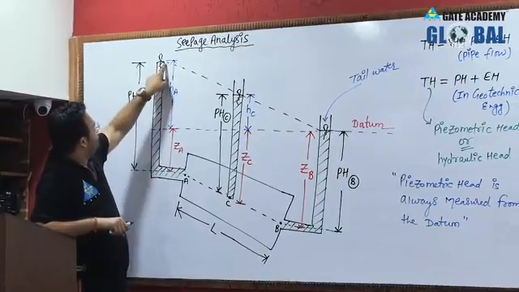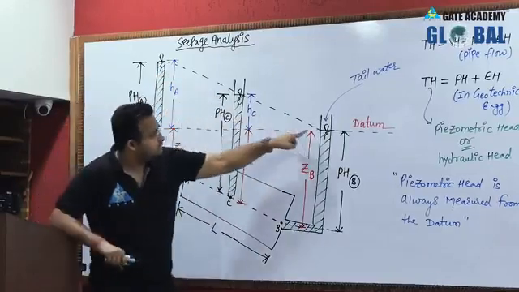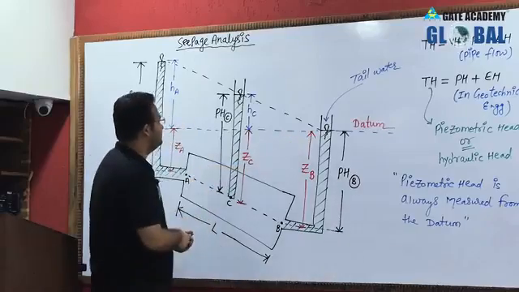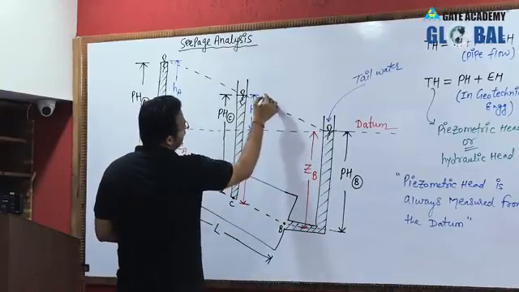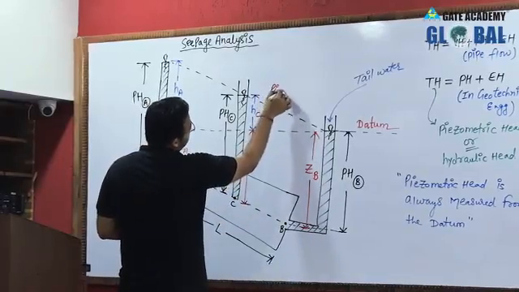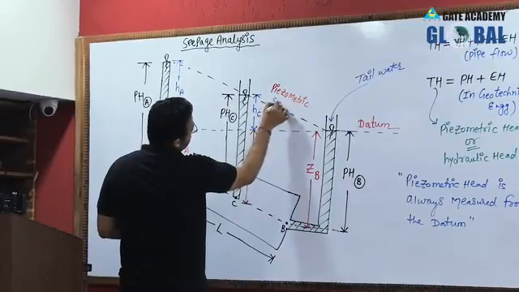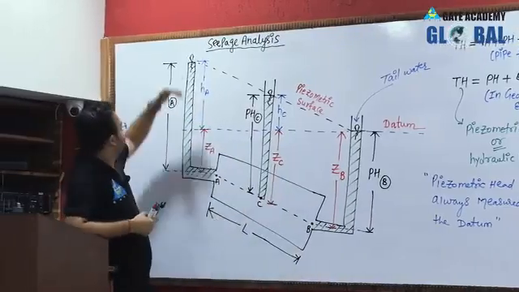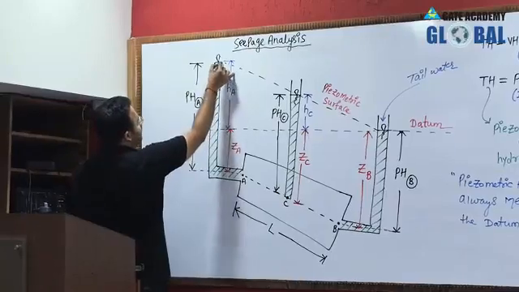One thing you should notice here: this dotted line is connecting the topmost water level of all the piezometers. This is called the piezometric surface. This dotted line is the piezometric surface.